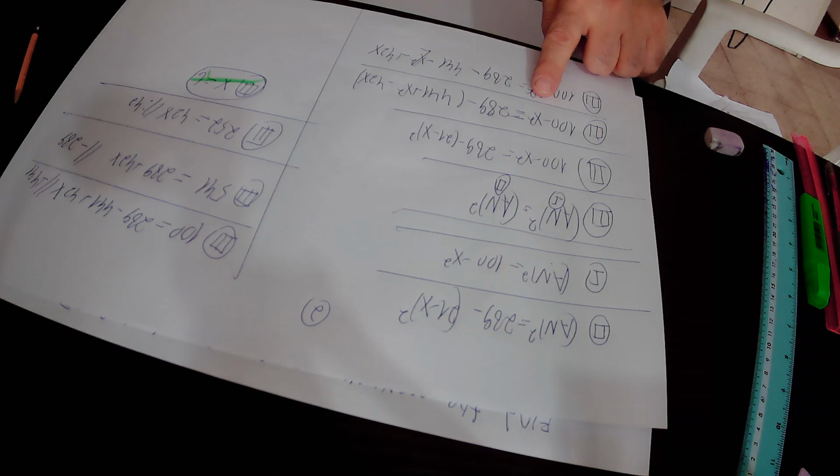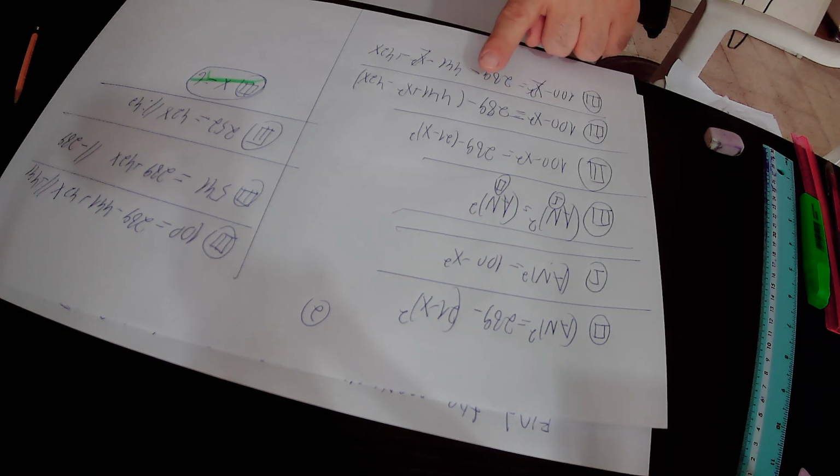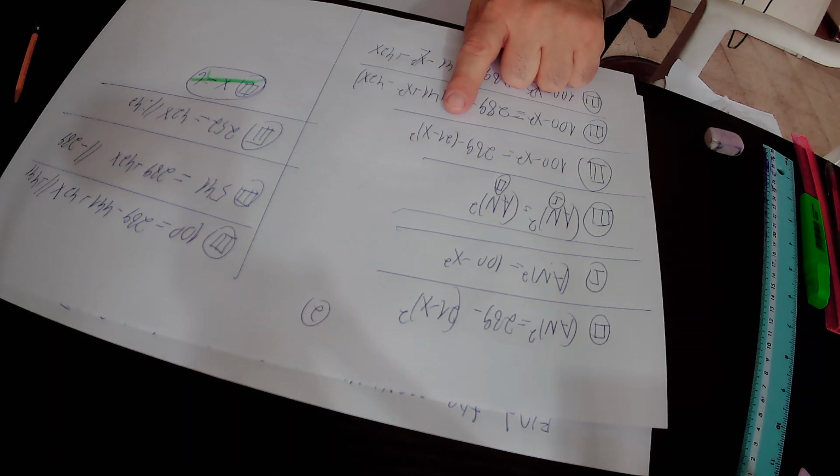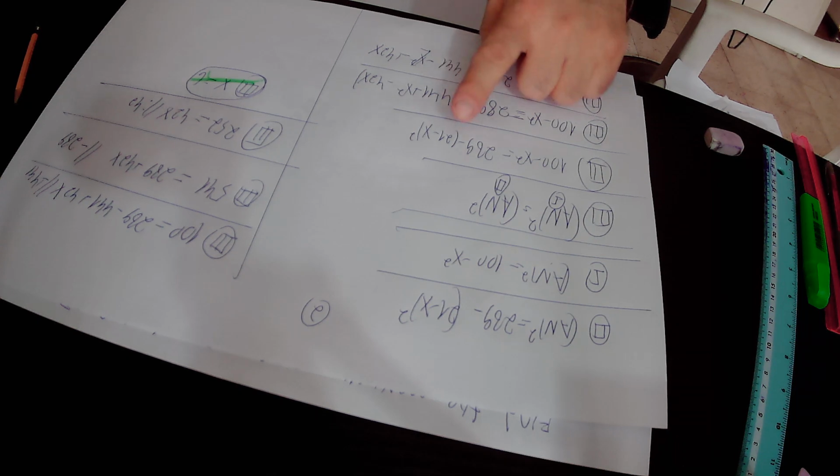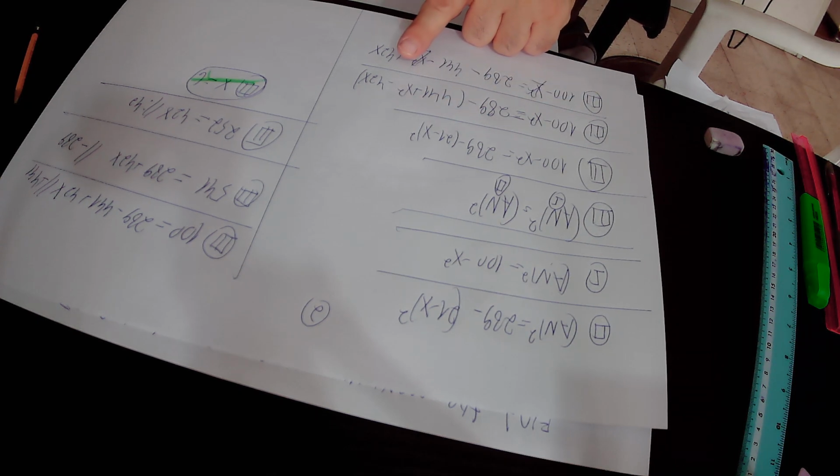Here we open the brackets of this expression. According to equation 3, 100 minus X squared equals 289, and here we have minus, and in the brackets we have (21 minus X) squared. (21 minus X) squared equals 21 squared, that is 441, plus X squared, minus 2 times 21 times X, that is minus 42X.